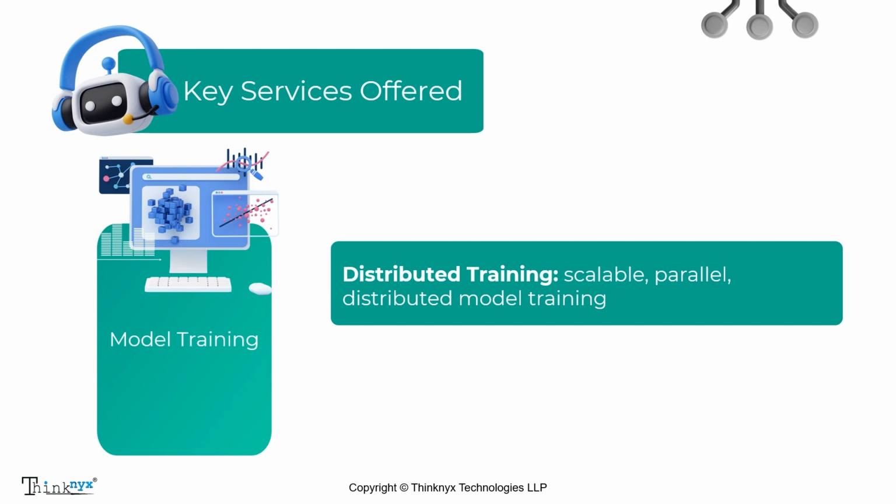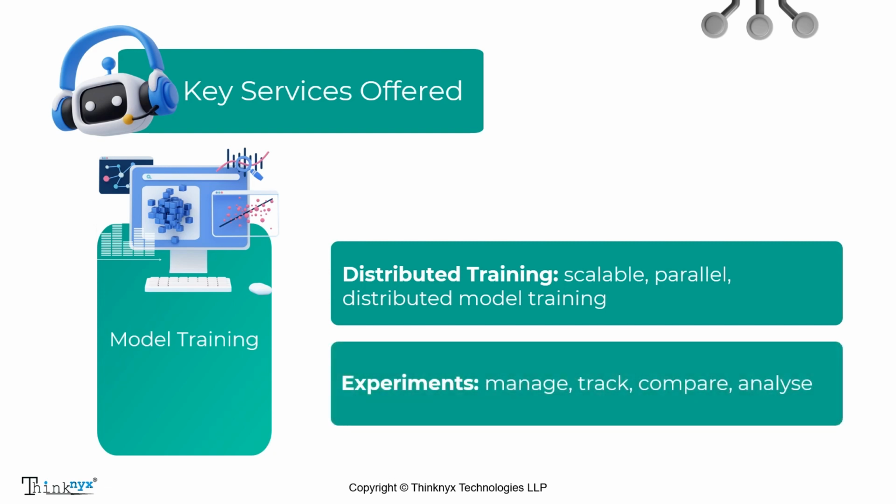Distributed training refers to the process of training machine learning models across multiple compute resources simultaneously. By distributing the workload across multiple machines or nodes, each with its own processing power and memory, distributed training reduces the time required to train models and enables efficient scaling to accommodate large datasets and computational requirements.